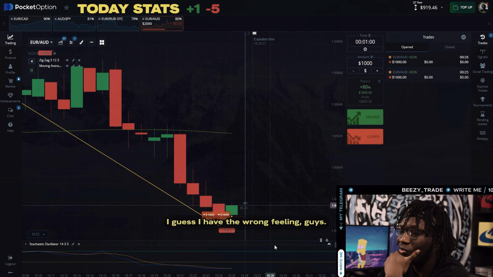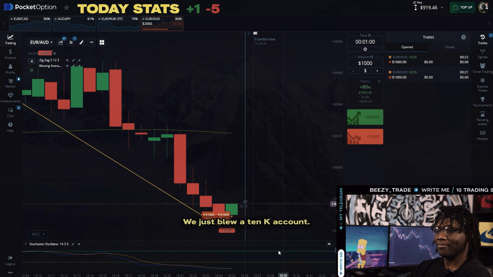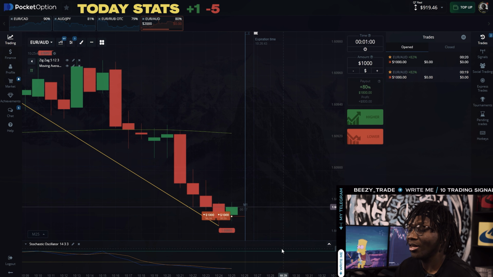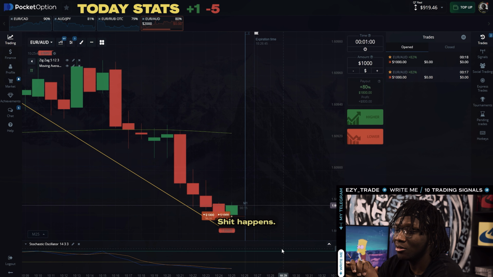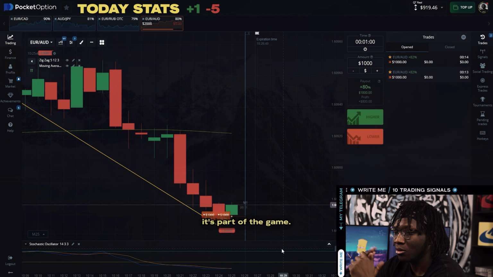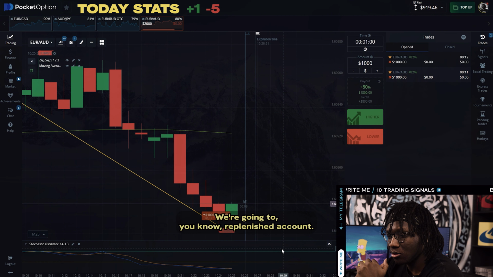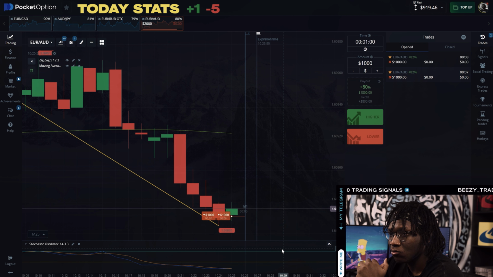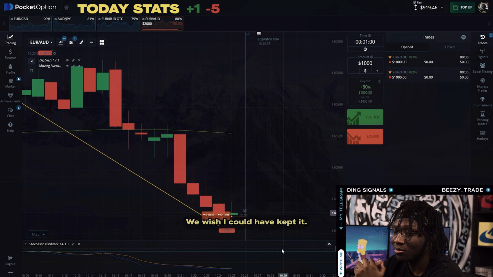I guess I had the wrong feeling, guys. We just blew a 10K account. Shit happens. Shit happens. It's part of the game. We're gonna go back. We're gonna replenish the account. Wish I could have kept it.